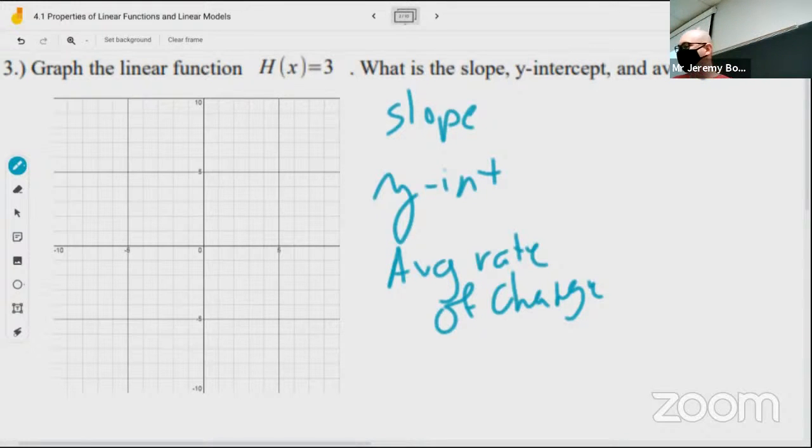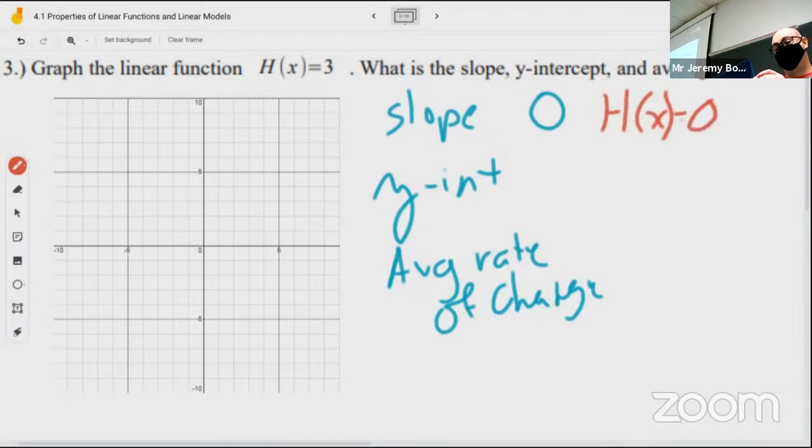All right. So what's the slope of this one? 0. Yeah. Good. Because it's what kind of line? Horizontal line. So this is slope of 0. If you're having trouble, basically this is written as h of x is equal to 0 x plus 3, right? And so your m there is 0. That'll help somebody struggling with it.